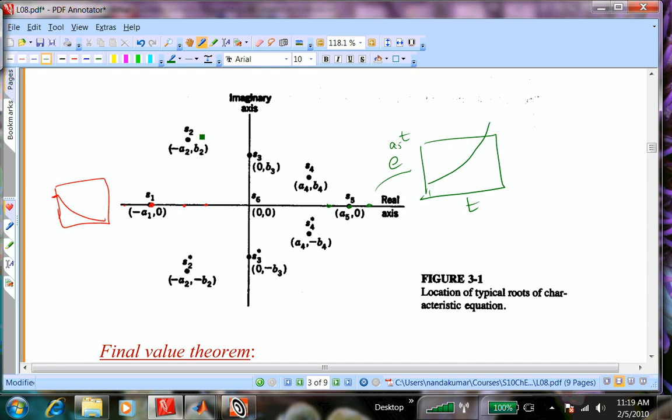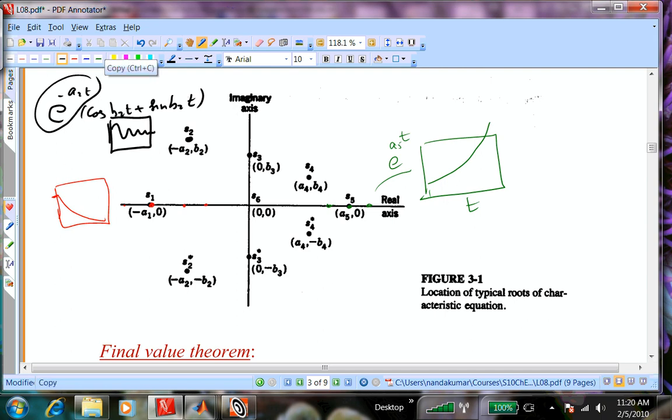Now, if I had a solution which has both a real negative part and an imaginary part, what does the solution look like? It's going to be oscillatory but decaying. The solution is written as e to the power minus a2t times cos b2t plus sine b2t, where minus a2 and b2 are the real and imaginary parts. The solution is oscillating but decaying, going to zero. Why does it decay? Because the exponential term eventually dominates. As t goes to infinity, that term goes to zero and it multiplies the sine and cosine terms.